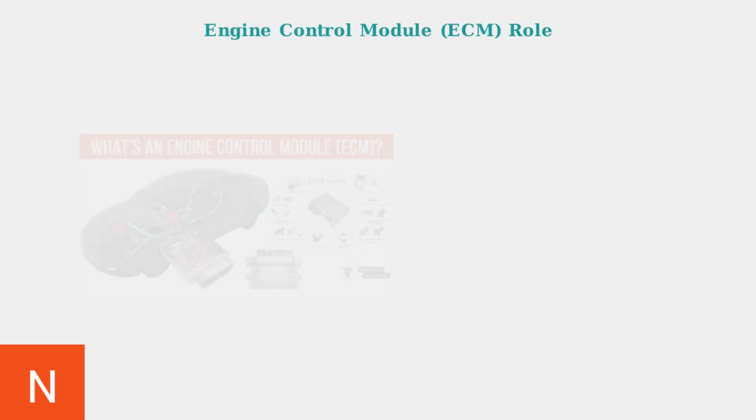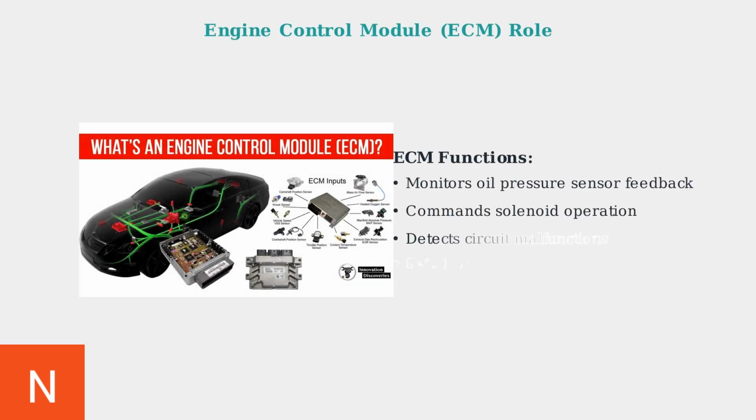The engine control module serves as the brain of the oil pressure system. It continuously monitors sensor feedback, commands solenoid operation, and detects circuit malfunctions. When the ECM determines the oil pressure control circuit is stuck in the off position, it sets the P06DD diagnostic trouble code.